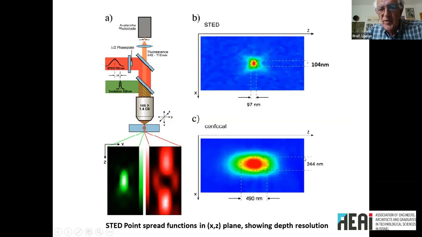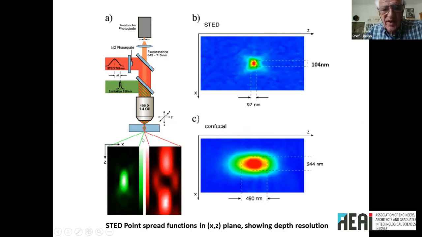You also get an improvement of a factor of two in the depth as well. So everything seems to be good. So this is the STED system, and I'll now show you some results from it.